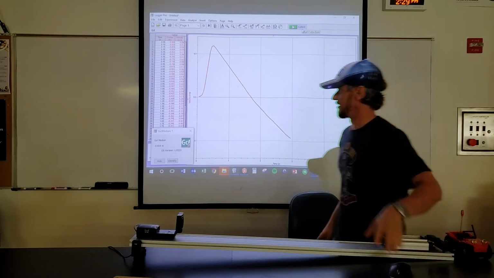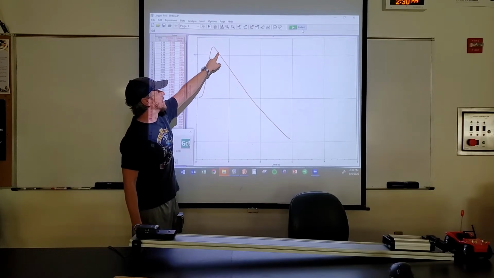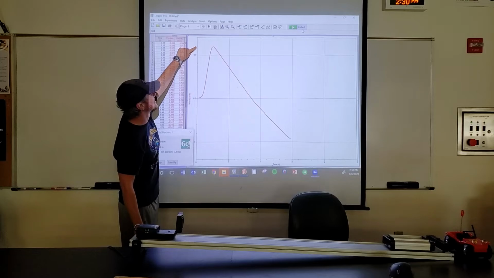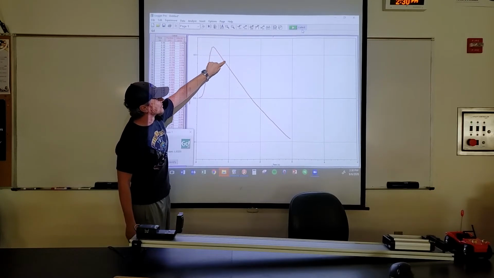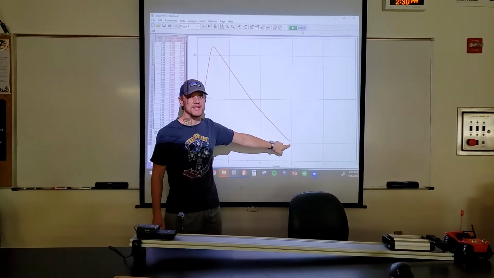And sure enough, that's what we see. A nice linear graph. We start with a high positive velocity, a little bit over 0.5, I'd say probably about 0.7 meters per second. And then it starts slowing down, slowing down, slowing down, comes to a stop, and then starts picking up speed in the negative direction.